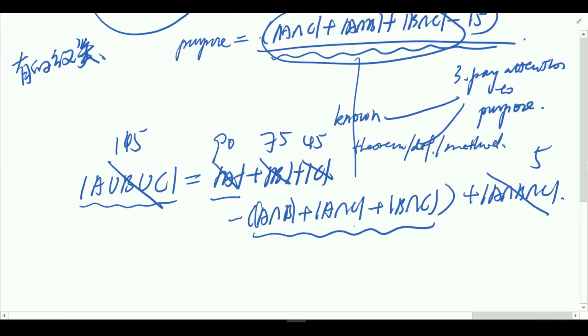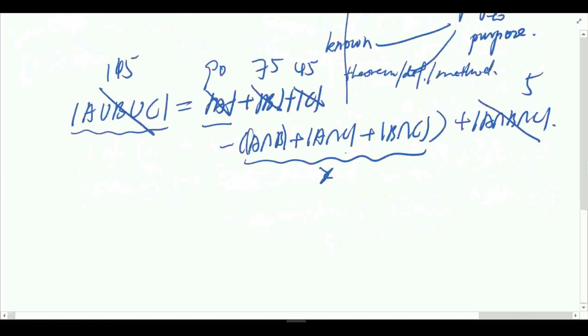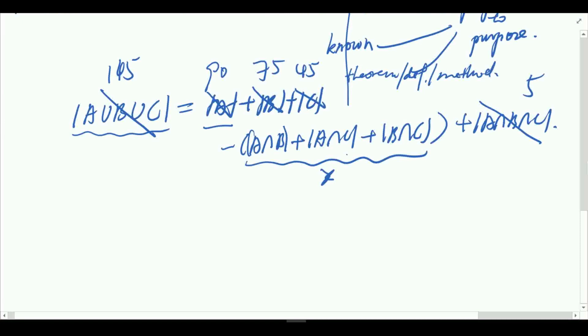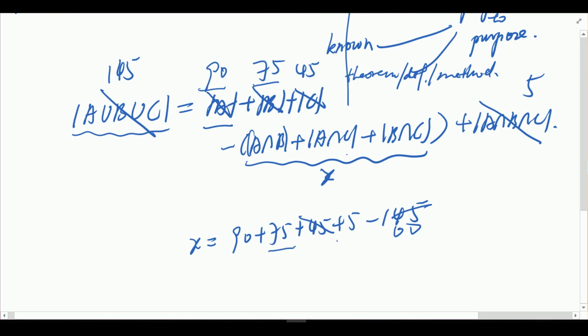After the translation, we can easily link all the known together. If I call this x, this is just a linear equation with only one variable. Afterwards, it's a no-brainer process. So x is equal to 90 plus 75 plus 45 plus 5 minus 145. The 45 is gone. 90 minus 100 minus 10, so here is 80. 80 minus 10 is equal to 70. So x is equal to 70.